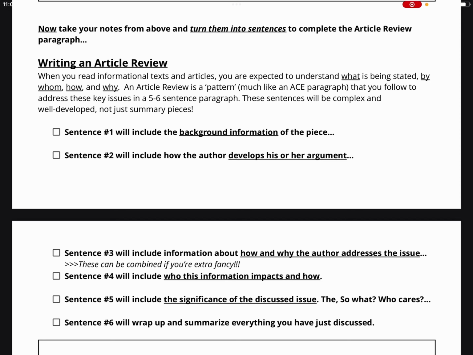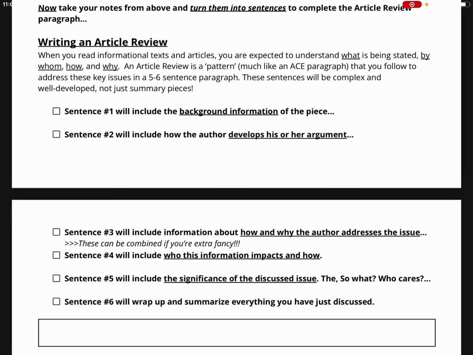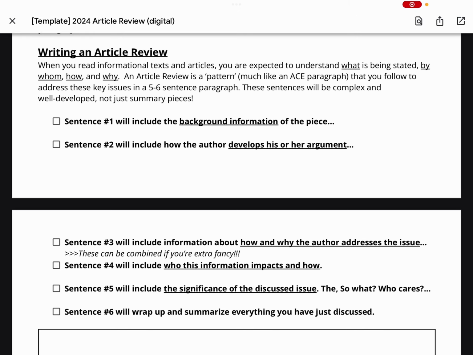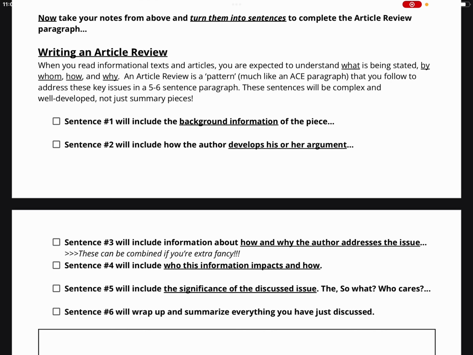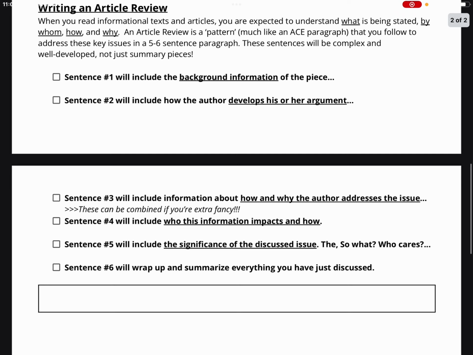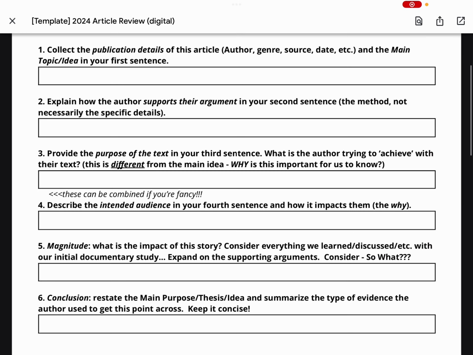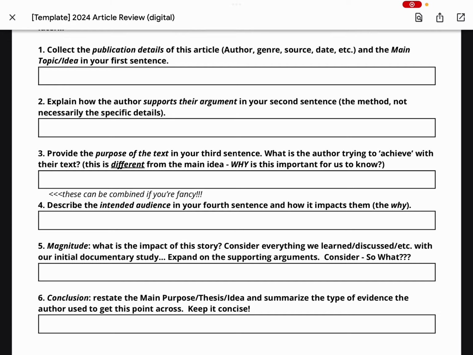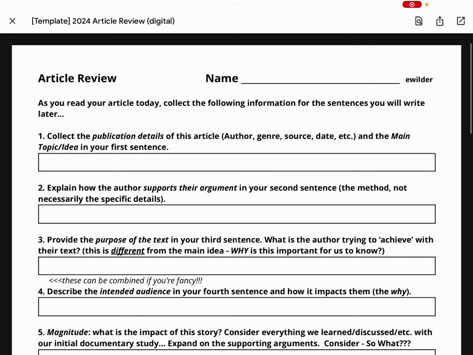An article review follows a very specific pattern. Each sentence, if you notice, says what to do. Sentence 1 should be background information. Sentence 2 should be developing the argument. Sentence 3 talks about what the author is trying to do and how. And so that's why you're taking these specific notes in these boxes, okay?